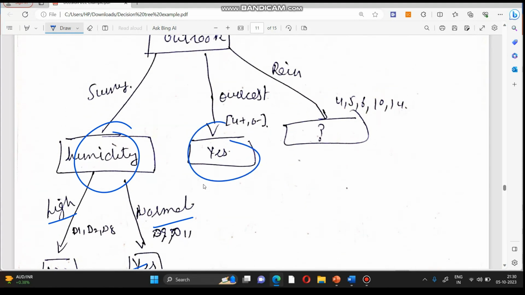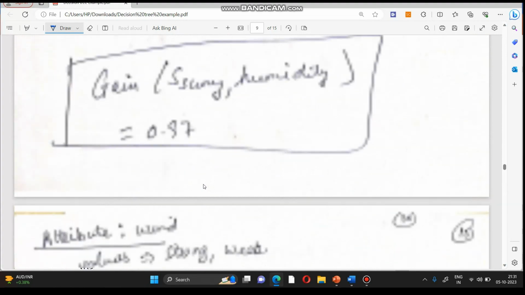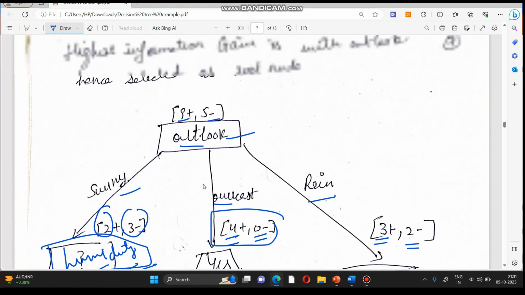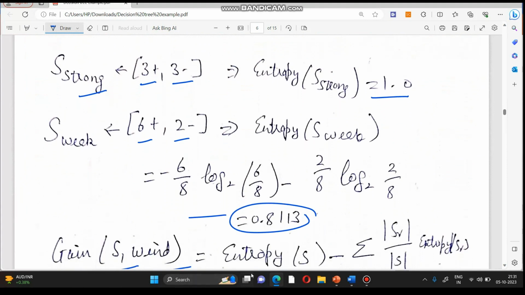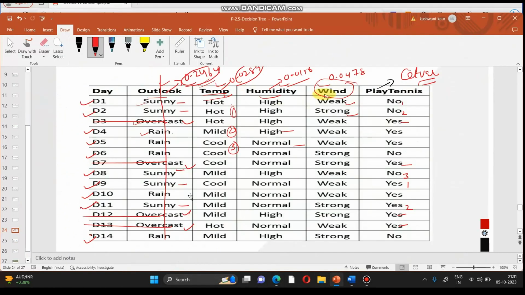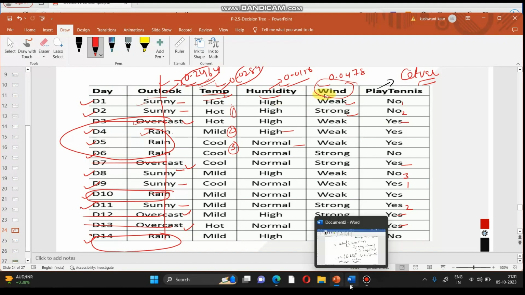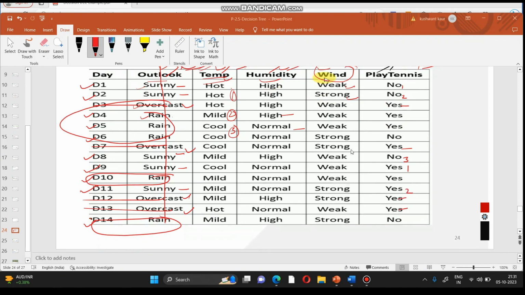This is done, this is done. We are left with this question mark value only, which is for rain. Now from this main table, we will pick the values for rain. This one was for rain, these two were for rain, 3 were for rain. So using these 5 values but not including the outlook attribute, we will proceed further. Fine, so we will proceed with this subtree.